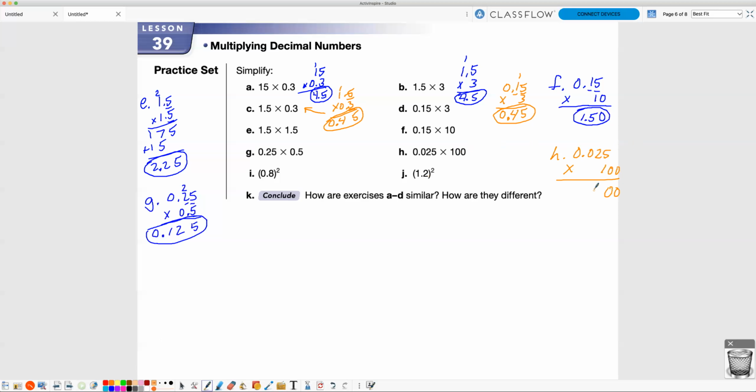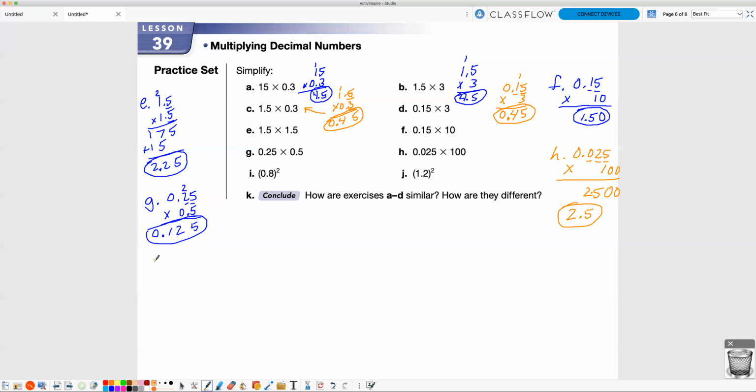Now I have 25 times 1. I know what that is. That's 25. Now I count my decimal places. There's 1, there's 2, there's 3. There's none here, so I have to move 3 from the right, and that would put the decimal right in that position. I'm going to rewrite the answer to this as 2 and 5 tenths for letter H instead of 2 and 500 thousandths. I want it to just be 2 and 5 tenths.